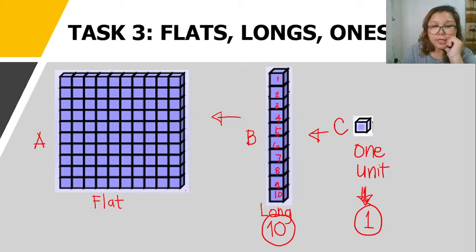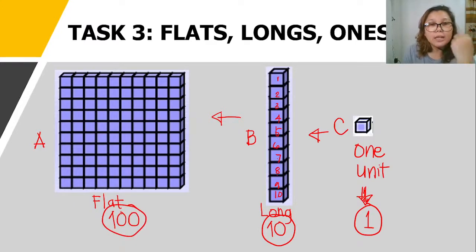And then this one, kapag 10 na magkadikit-dikit na longs, so if we're going to count them, so 10, 20, 30, 40, 50, 60, 70, 80, 90, 100. So therefore, the flat, we will show you that it's 100. So, yan ang paggamit ng flat, long, and 1 in associating numbers.